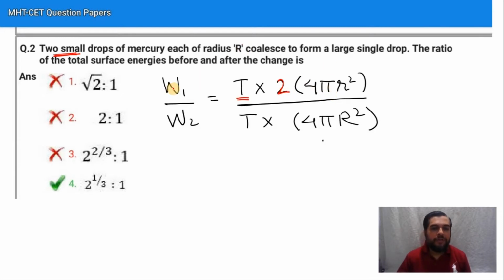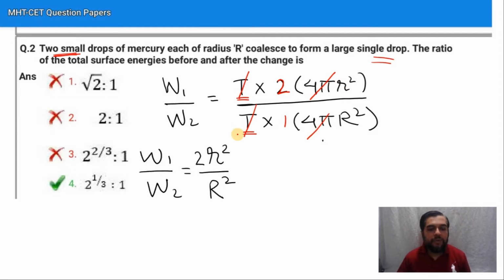And what will be the work or energy equivalent of a single drop? Single drop, it will be surface tension of mercury into the surface area of the single drop. So 1 into 4 pi capital R square. So it's a ratio. In this case, mercury surface tension is the same, so tension cancels, 4 pi cancels. And if I just rearrange this, I get W1 upon W2 is equal to 2 r square upon capital R square. Now go on looking at the options.